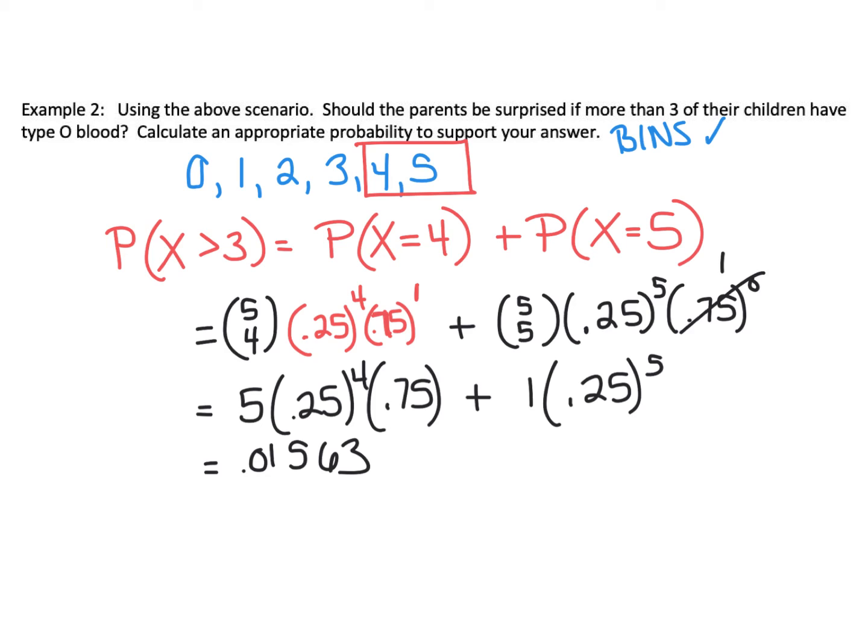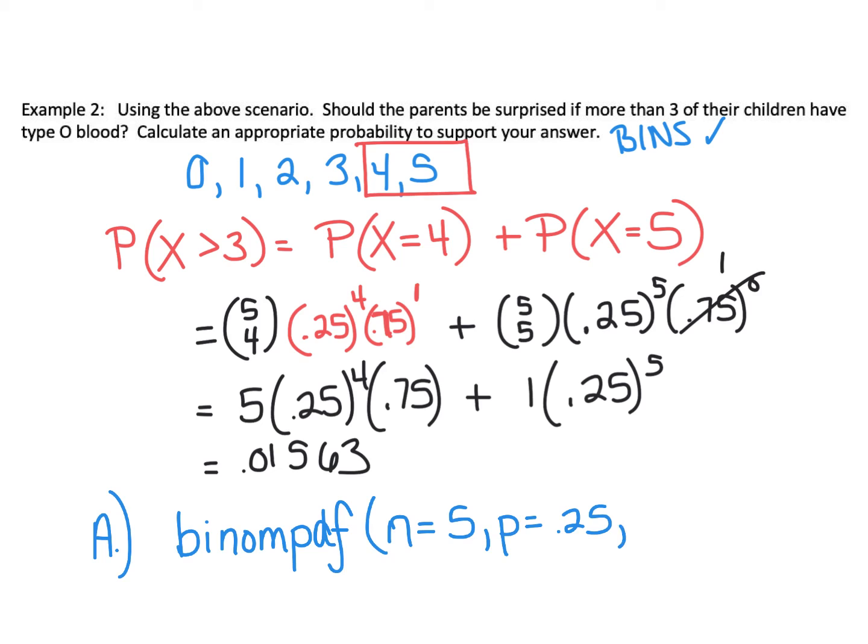Lastly, I just want to tell you that there is a function on your calculator that will help you do this. It's hidden in distributions, same place normal CDF was. If you arrow up, you'll see Binomialpdf. It's option A. So if you pick Binomialpdf, n equals 5, p equals 0.25 and x equals 4. Notice I'm putting in my parameters for the calculator talk, and I hit enter. That's going to give me just 4 children having type O blood.